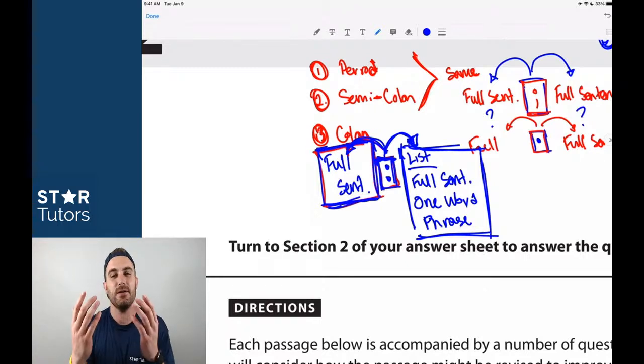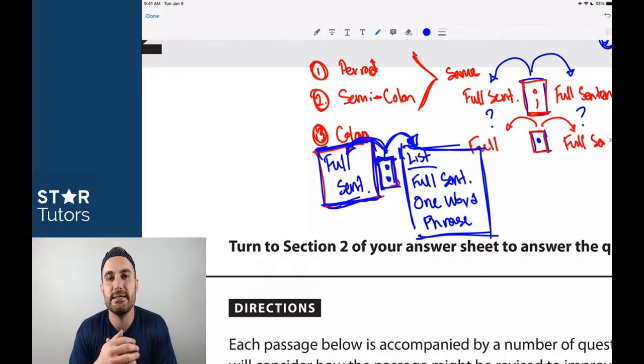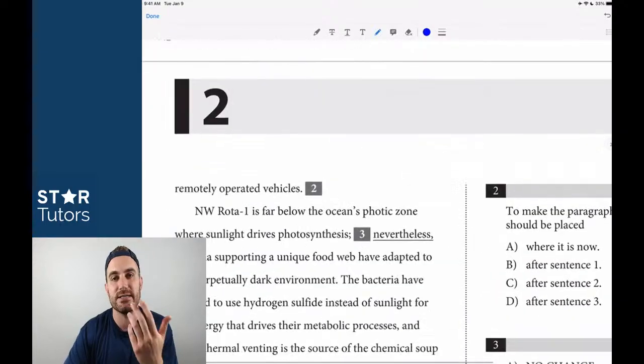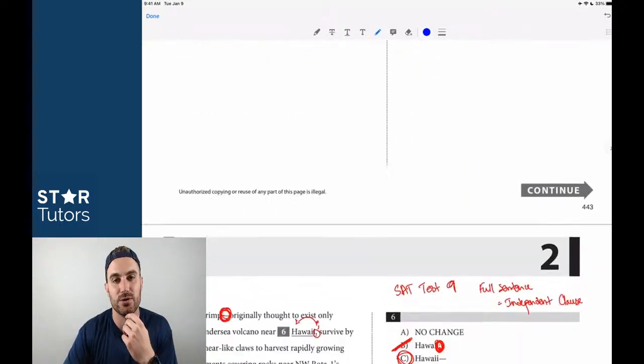So think about the power of that. A level 3 SAT writing and language question, 3 out of 3, can be done without actually looking at the sentences if you know your punctuation rules. That's the power of it all. And not to mention that within the first 14 questions, we've already seen 3 questions dealing with exactly what we're talking about today.